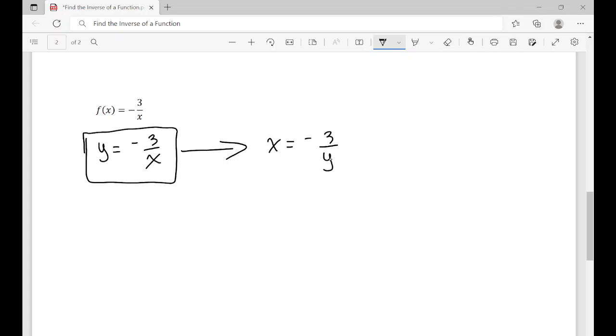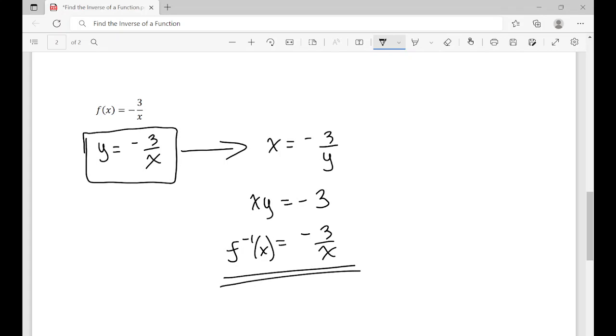So now I'm going to solve for y, so I'm going to multiply the y over. So I'm going to get xy equals negative 3. And then to get y by itself, I'm going to divide the x over. So y equals negative 3 over x. And since I now have y solved for, I no longer need y. I can call this f inverse of x.